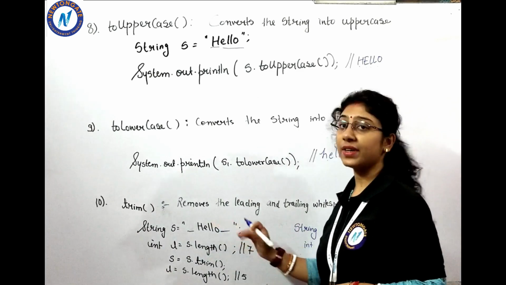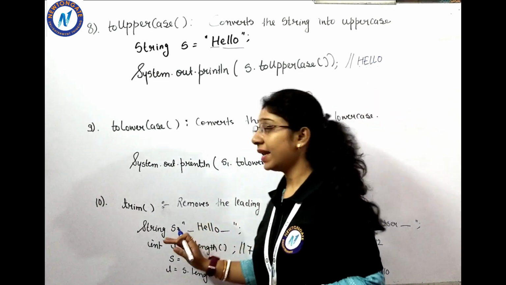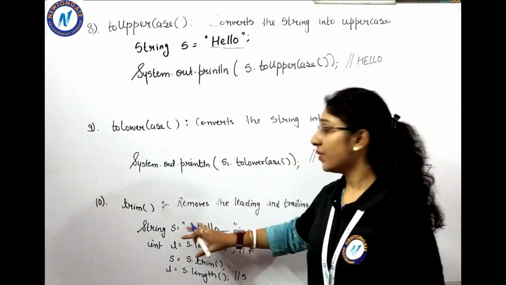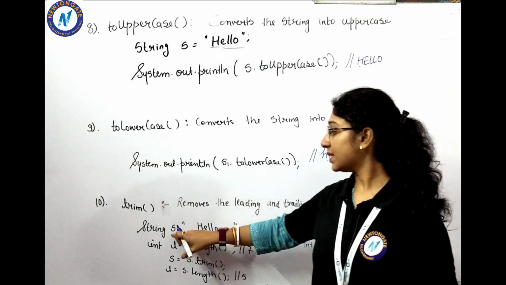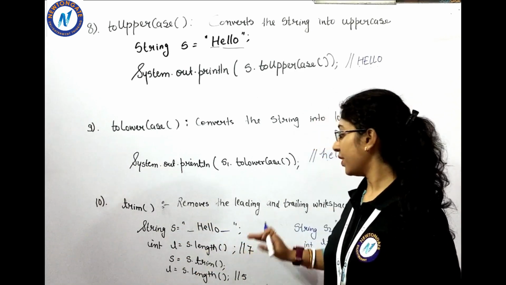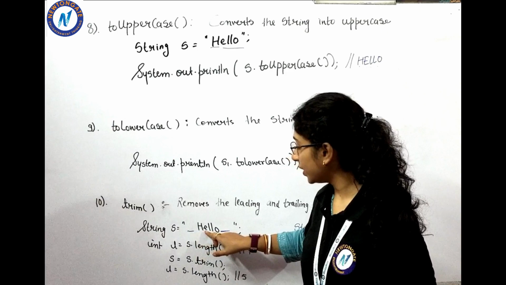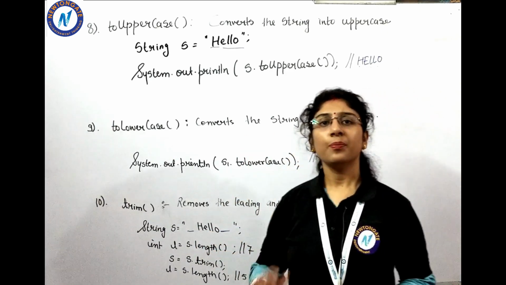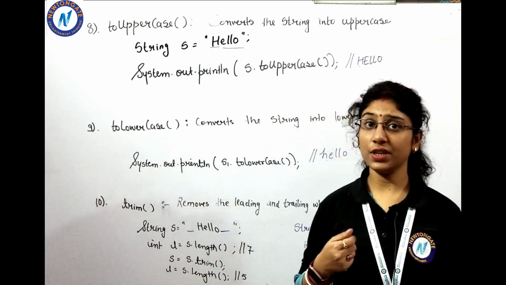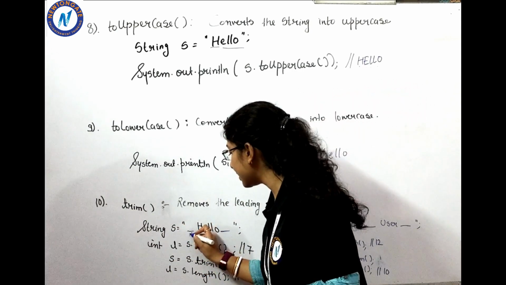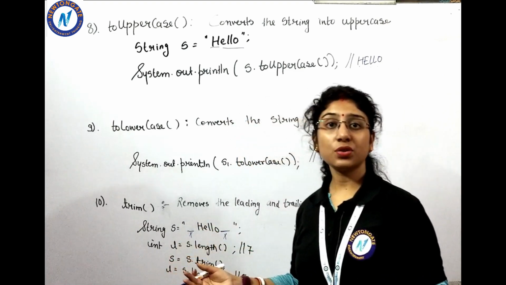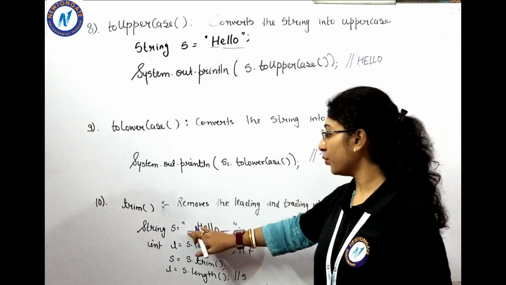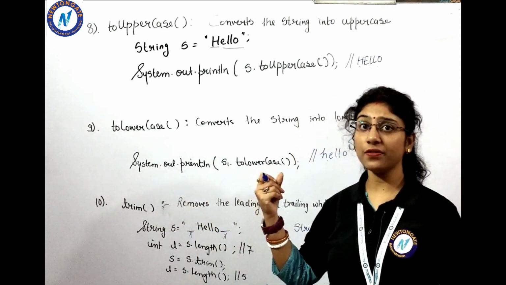String s equals, I have taken hello, but before and after hello I have given some spaces, a single space each. Now when I find the length of string s, it will print 7. Why 7? 1, 2, 3, 4, 5, 6, 7. 7 characters are there. But when I use the trim function, it will trim these two spaces and will store only hello. So here the length will be 5, after removing these two spaces.